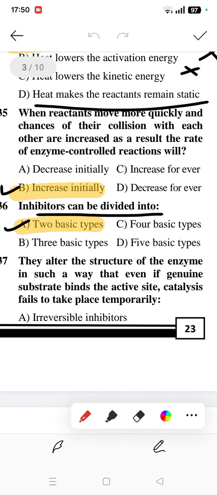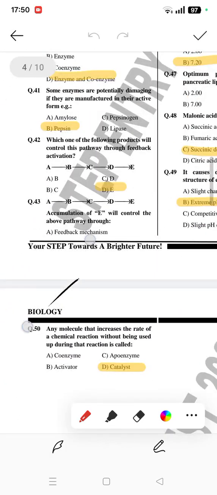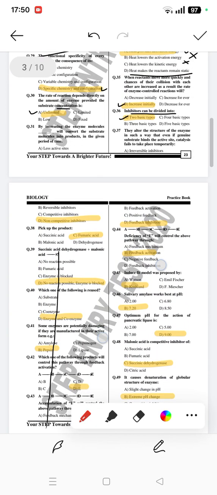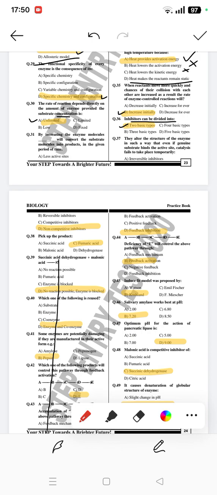So we have two types of inhibitor, reversible and irreversible. The next question is about inhibitors that alter the structure of the enzyme in such a way that the reaction fails to take place, temporarily, so it's a non-competitive inhibitor. This means they are reversible. Reversible means that it could sometimes work on both sides.